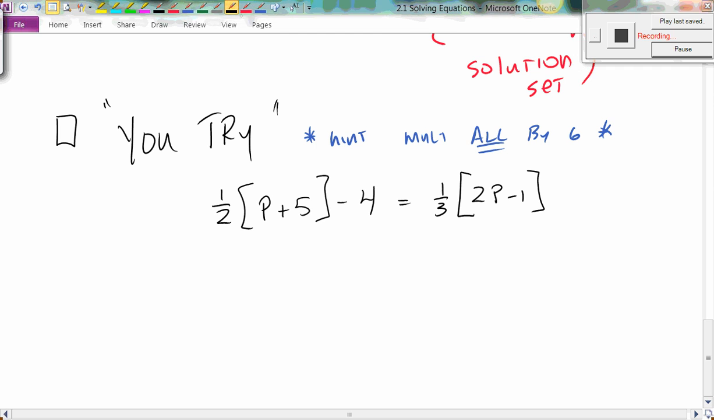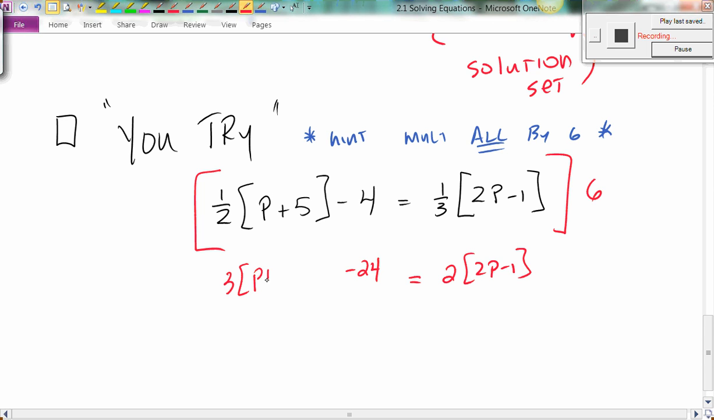Let's multiply everything by 6, okay? Now, let's do this together. What is 6 times a third? 2. So this is going to be 2 times (2p minus 1), okay? What's 6 times negative 4? Negative 24, good. What's 6 times a half? 3. So this is going to be 3 times the quantity (p plus 5). Are you okay with that part?